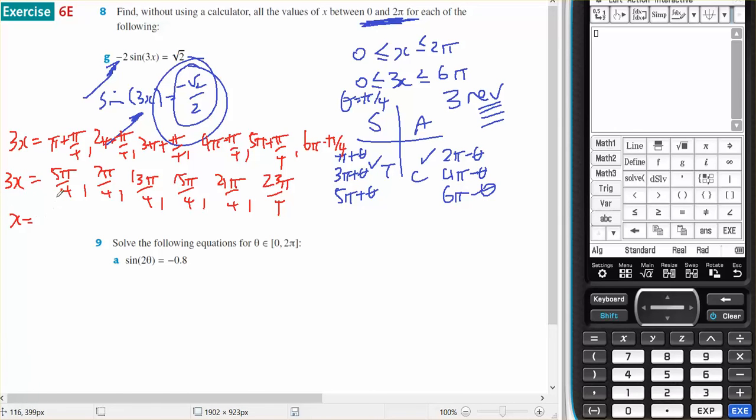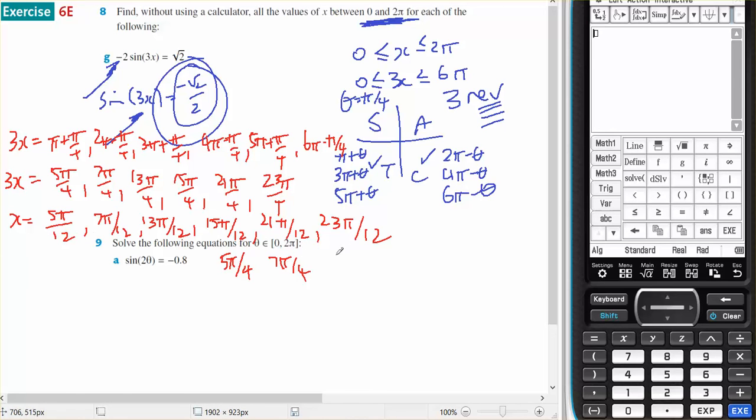So x equals 5 pi on 12, 7 pi on 12, 13 pi on 12, 15 pi on 12, 21 pi on 12, and 23 pi on 12. The 15 and the 21 can be simplified because there's a common factor of 3 into each of those. That will give 5 pi on 4, and 3 goes into that, 7 pi on 4, whereas the others can't be simplified. So there's my 1, 2, 3, 4, 5, 6 answers.